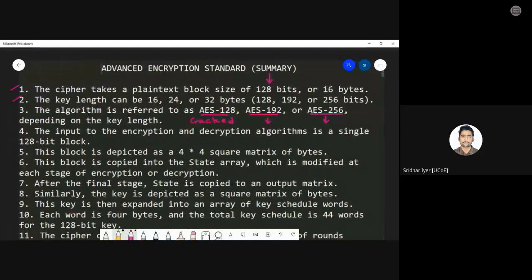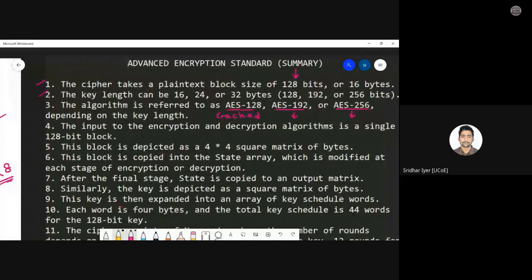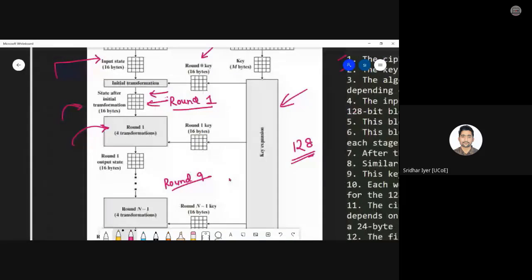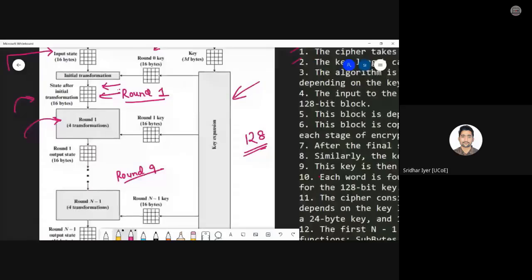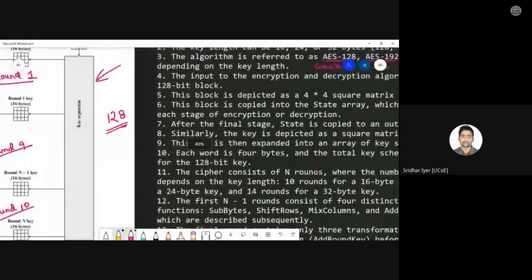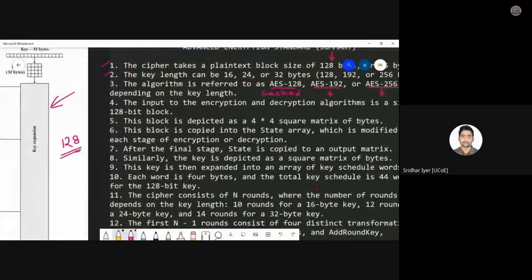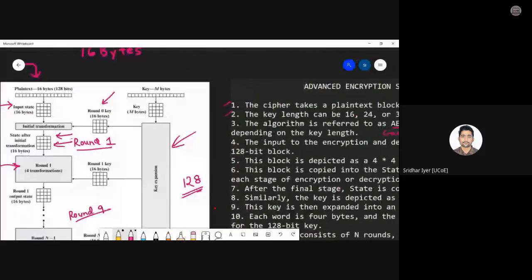Similarly, if you see, the key is also depicted as a square matrix of bytes. Over here, you can see the key is also a 4 by 4 matrix. Fine. The key is then expanded into an array of key schedule words. This is what we are going to learn next.